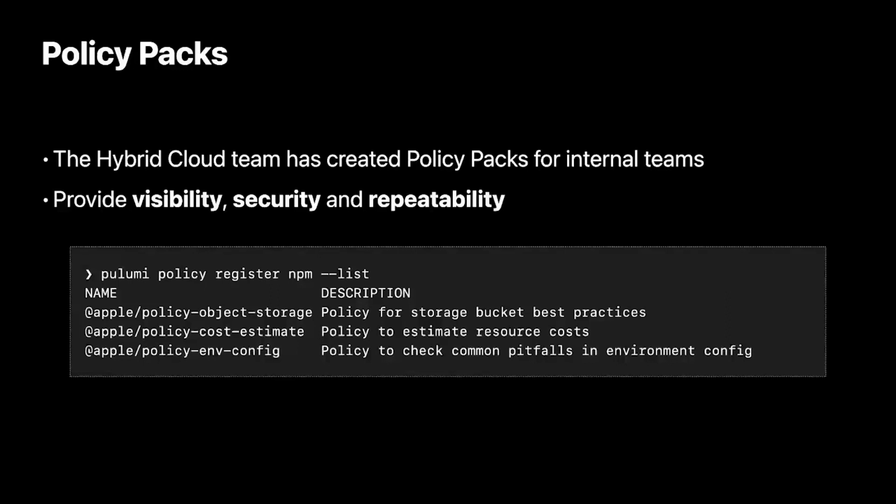There's a few examples here. The cost estimate policy provides an estimate of the cost of the cloud resources in a stack. Engineers can see if an update would cause a major shift in resource usage, and teams can avoid surprises if something is going to cost more than they thought. There's also the object storage policy, which checks that storage buckets follow best practices, and the env config policy, which sanity checks an engineer's environment for repeatability of updates.